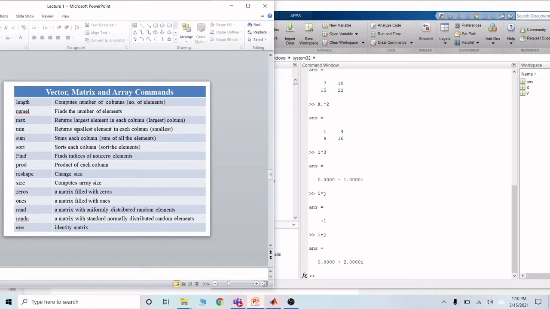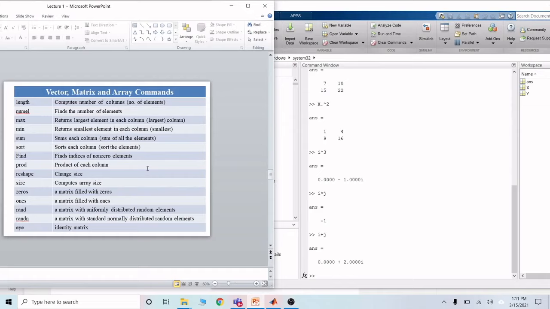Min returns the smallest element in each column. Sum sums each column. Sort sorts each column, with the minimum at the top, from minimum to maximum in increasing order. Find returns the index of non-zero elements. Prod gives the product of each column. Reshape changes the size.